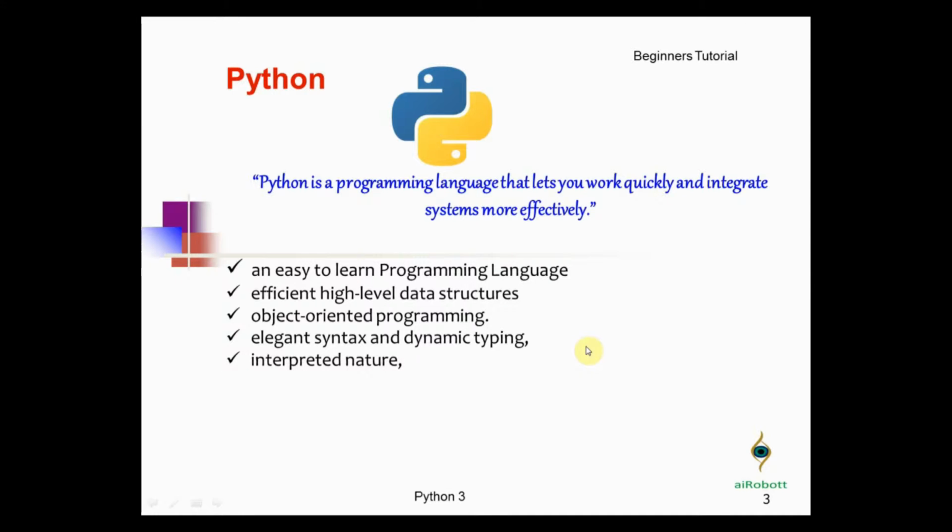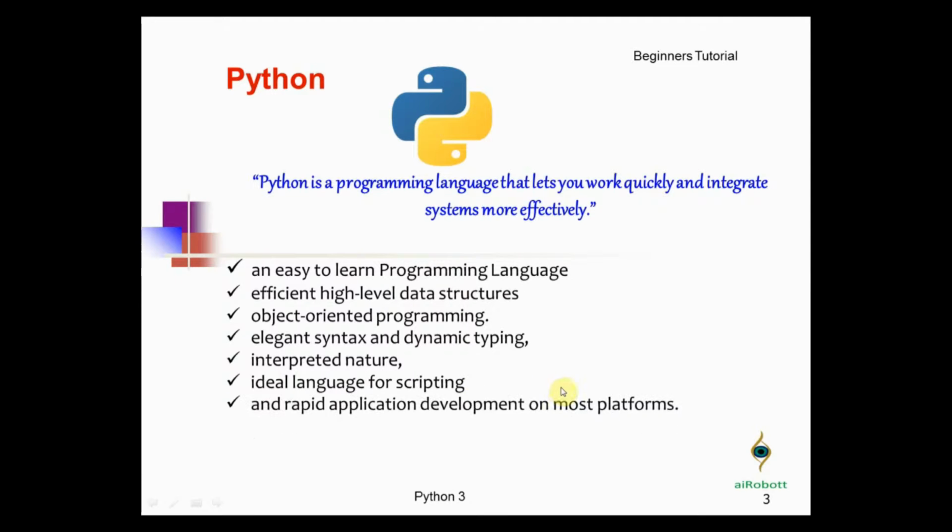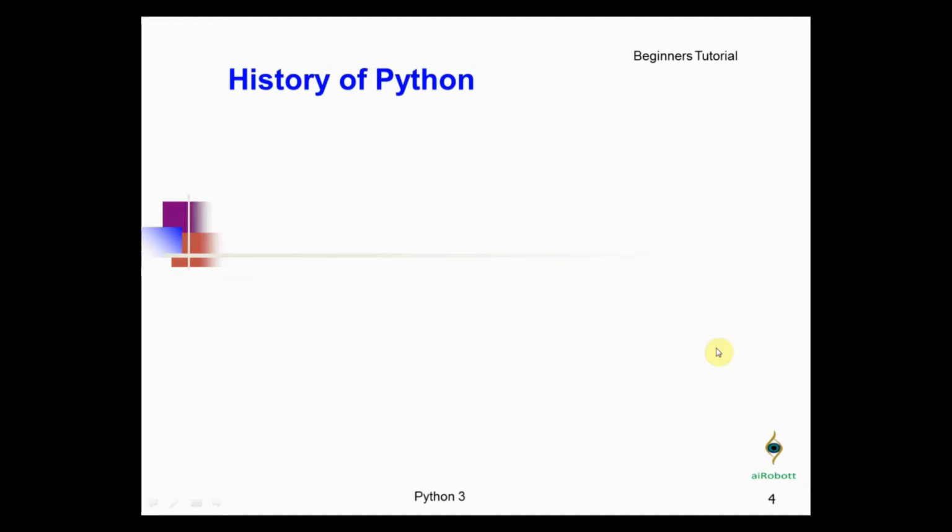It has an interpreted nature. Actually, Python is an interpreted language. Here, there is no need to compile the source code. It is an ideal language for scripting and rapid application development on most platforms.